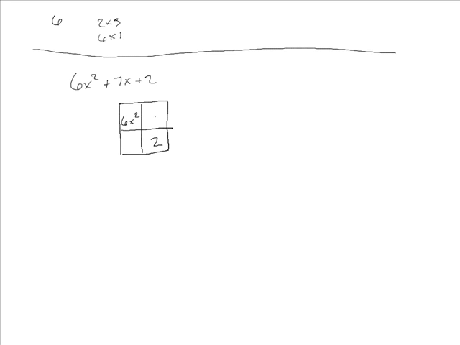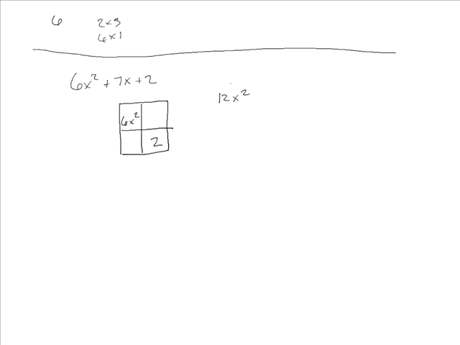The first step in figuring out what goes into these two boxes is to multiply the first box times the last box. So 6x squared times 2 gives me 12x squared. The reason I'm doing this is that the first and the last box have to multiply to the same number as the second and the third box. So these on the diagonals have to multiply to the same number.